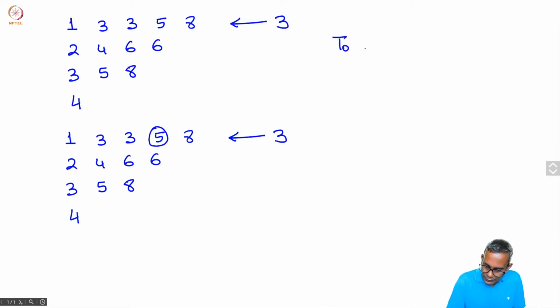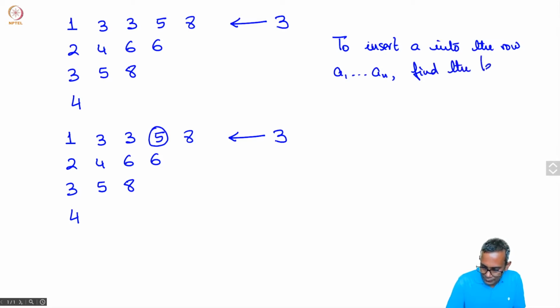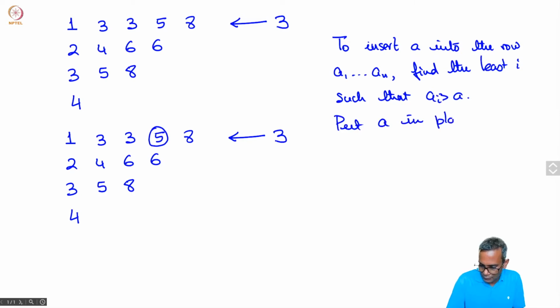So let me just write this down: to insert A into the row A1, A2, up to AN, find the least I such that AI is greater than A. Put A in place of AI, and we will bump out AI from the first row.